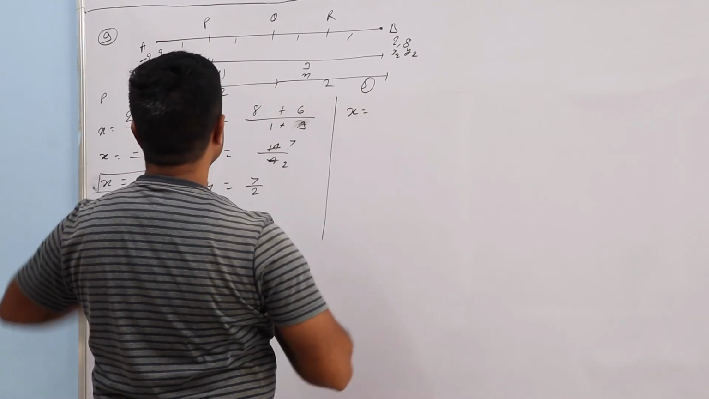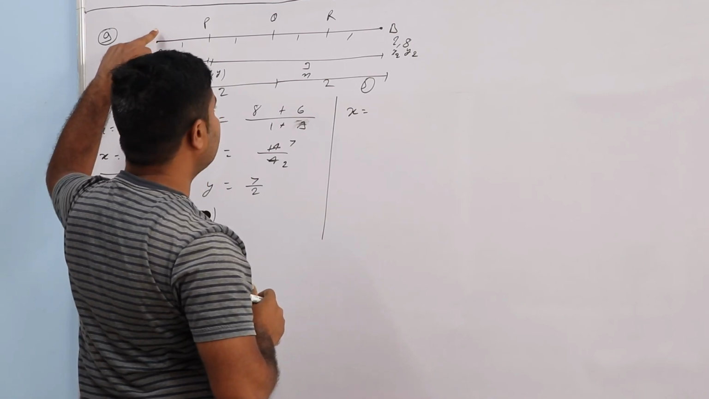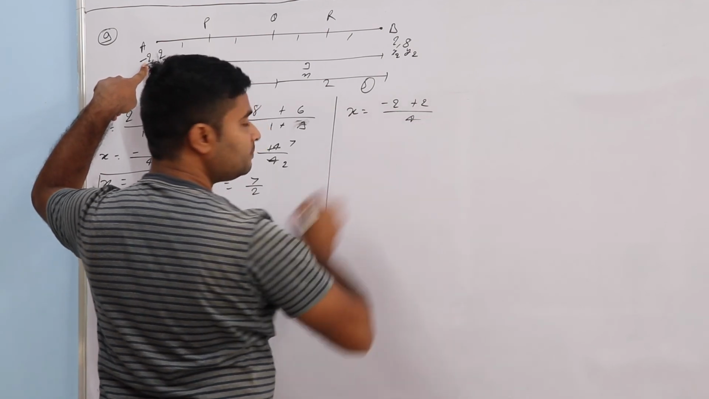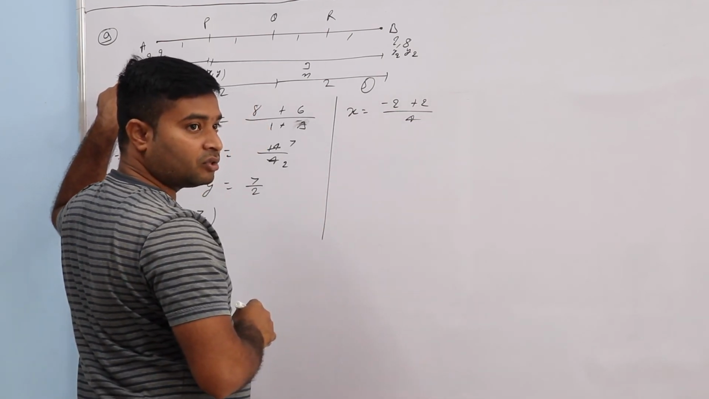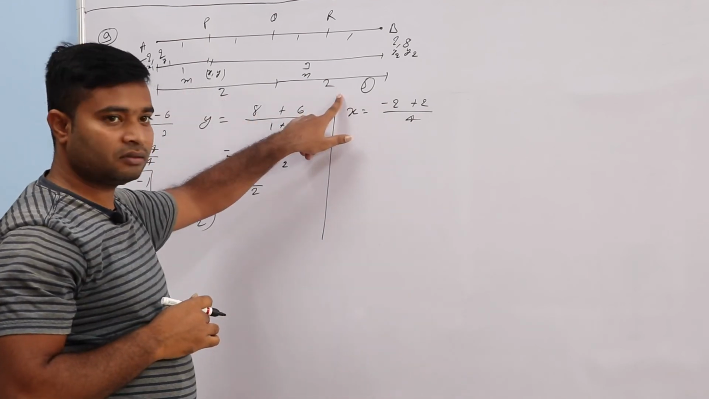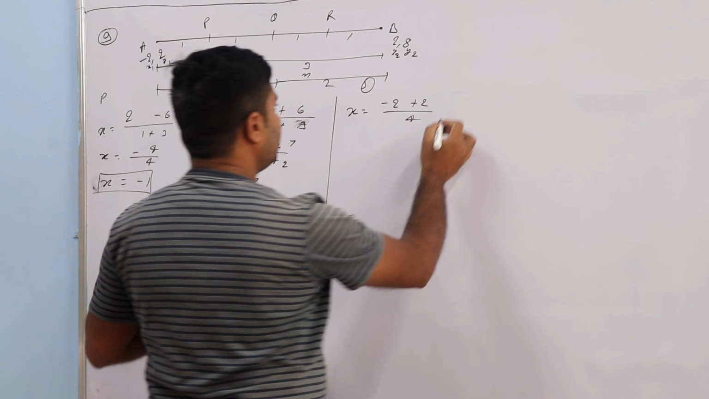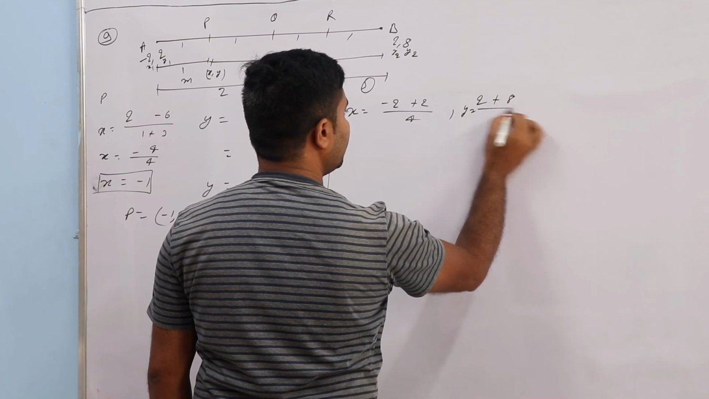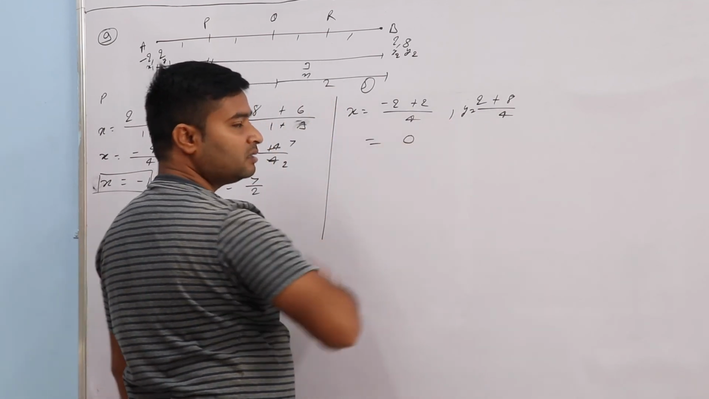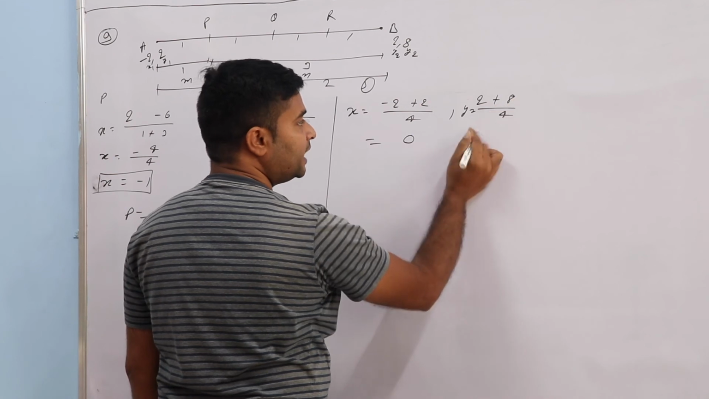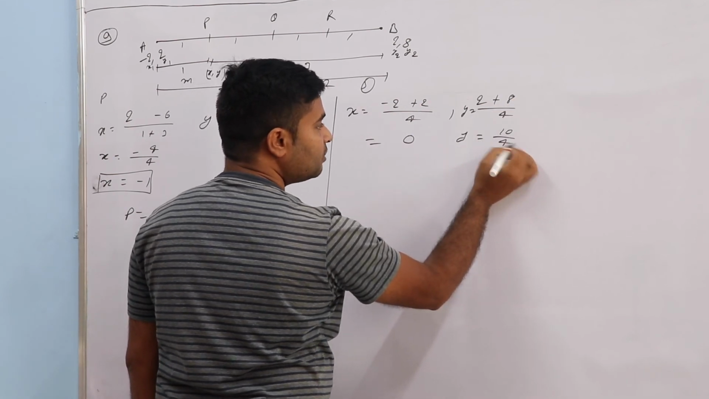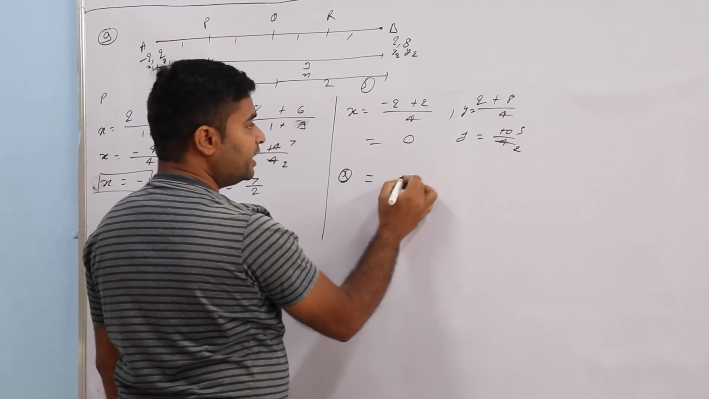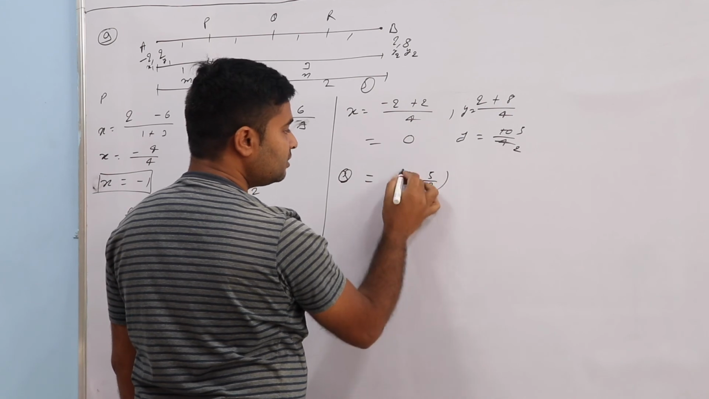So x is equal to x1 plus x2 by 2, that is minus 2 plus 2 by 2, which is 0. And y is equal to 2 plus 8 by 2, so 8 plus 2 is 10, y is 10 by 2 means 5. So the Q coordinate will be 0 comma 5.